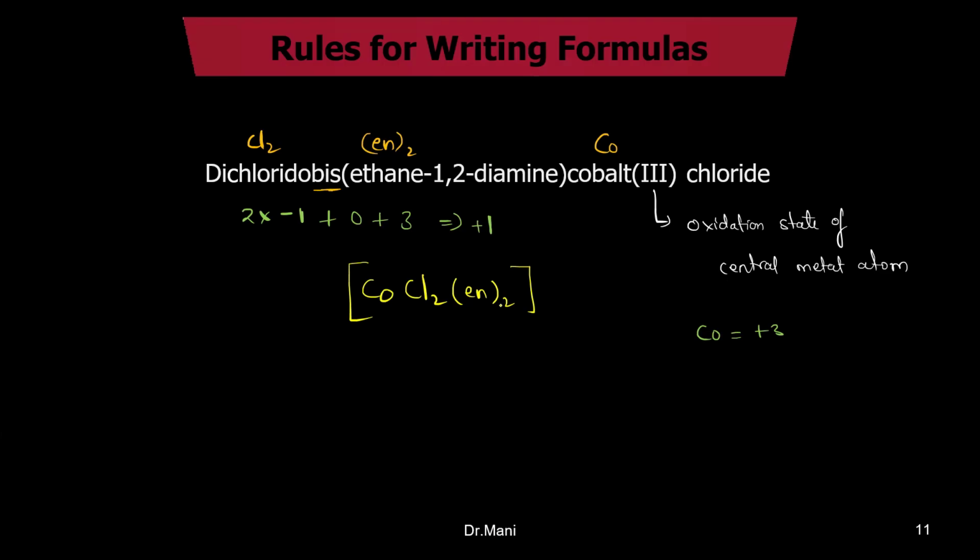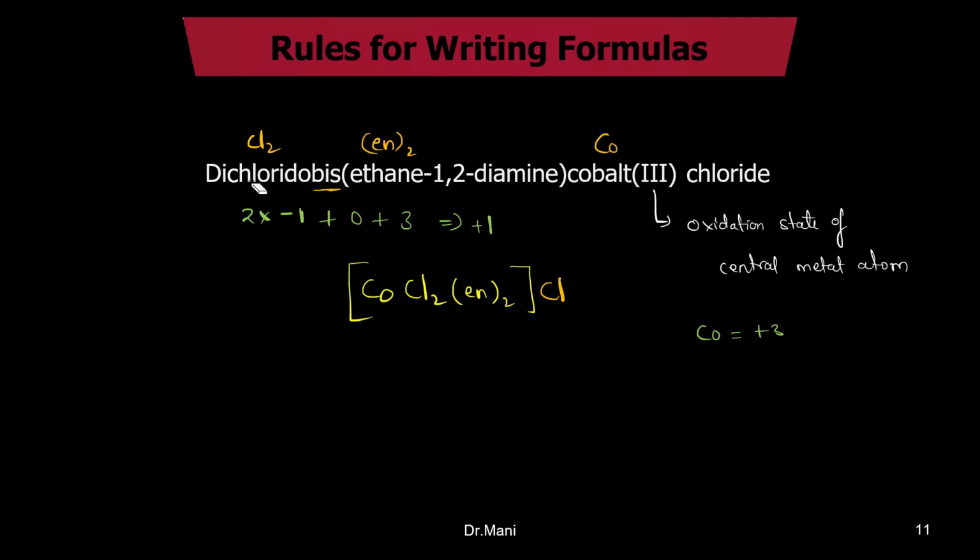1 chlorine. So you will be putting only single chlorine here. So, understood how we did this? Is that clear? So see here, first we need to see what are the ligands, what is the central metal atom. First, the central metal atom is cobalt. So I'll be putting cobalt here.